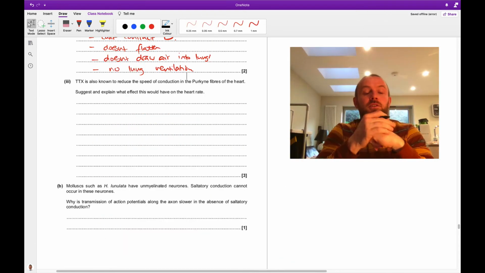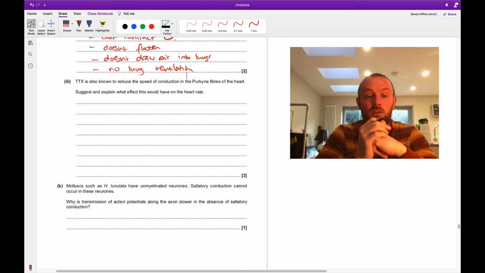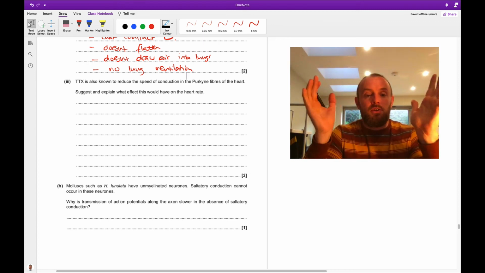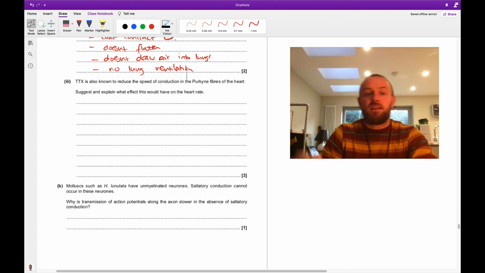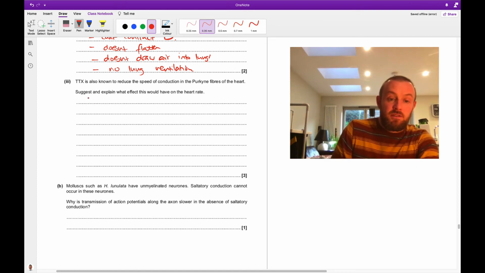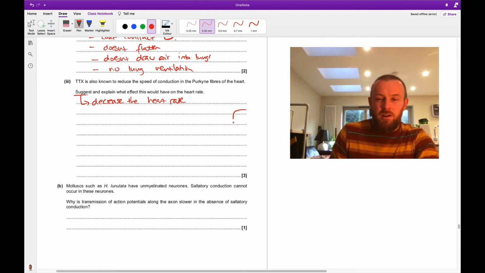Okay, TTX is also known to reduce the speed of conduction in the Purkinje fibers of the heart. What would this do to the heart rate? Suggest and explain. So the suggest part is it would decrease the heart rate. And how do I know that? Okay, well, remember, this is a very crude diagram of the heart here. We've got the two chambers like that. We've got the septum and so on.